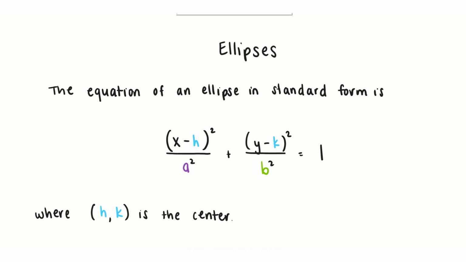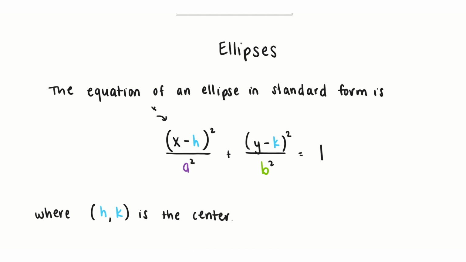In this video, I will be going over ellipses. The equation of an ellipse in standard form is given by (x − h)² over a² plus (y − k)² over b² equals 1. And this is where (h, k) is the center of the ellipse.